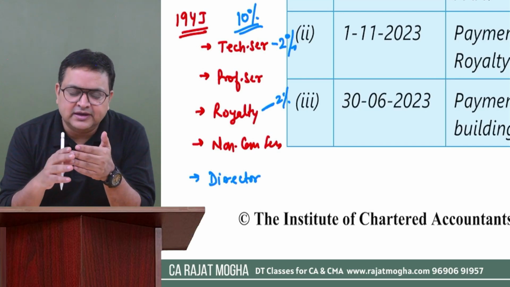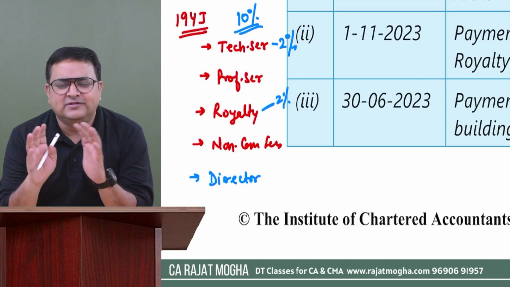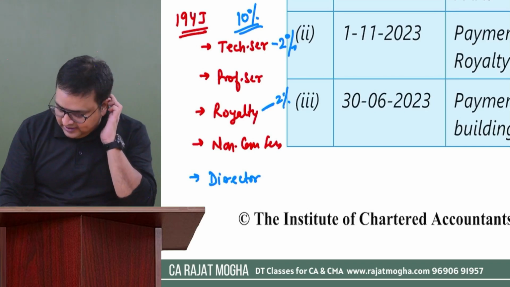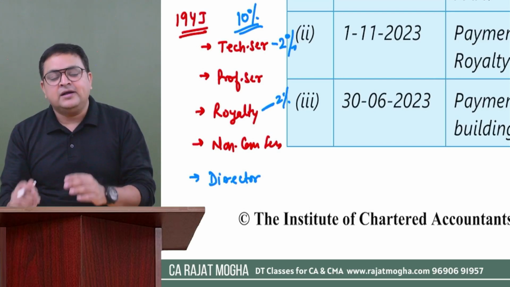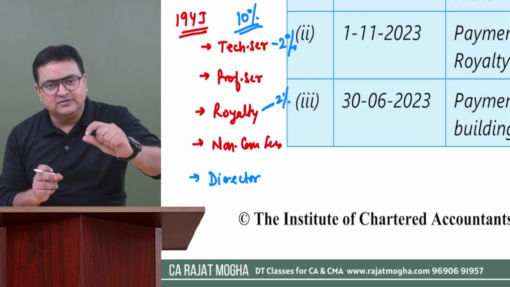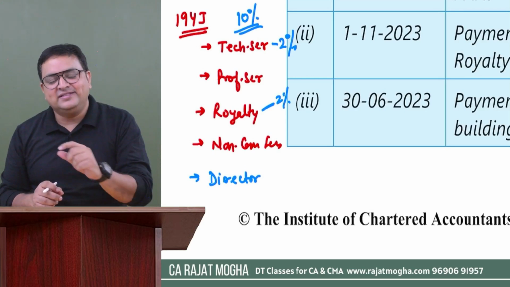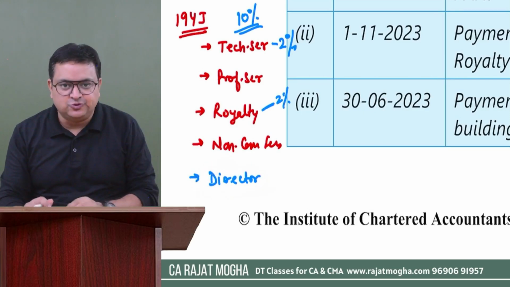One more thing is there. If you are making a payment for call center services, it is also 2%. But call center services are not that important. But yes, it is there. Okay, so you got it. For 194J there are 5 types of payment, and we have to apply that threshold limit individually for each. Technical services 30,000 separately, for royalty 30,000 separately, and for director fees there is no such threshold limit.